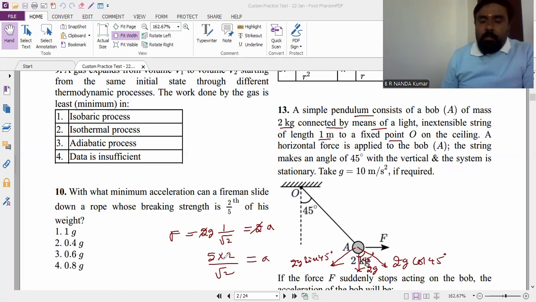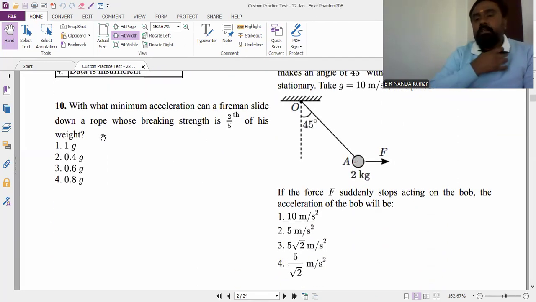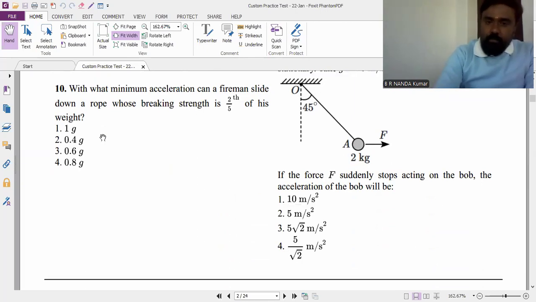So 2 can also be written as root 2 into root 2, and root 2 cancels. So acceleration is 5 root 2 meter per second square. So they are asking the acceleration of the bob. Here, if the force F suddenly stops acting on the bob, the acceleration of the bob is 5 root 2 meter per second square. So the right answer is the third option.